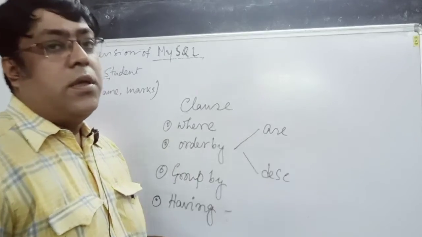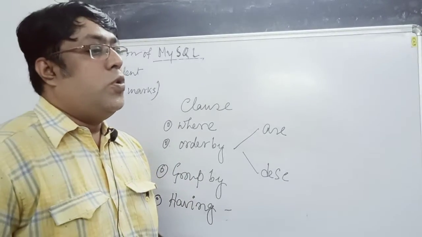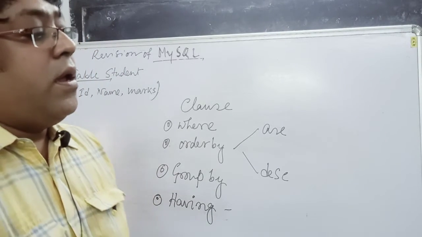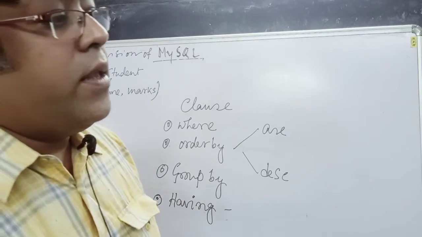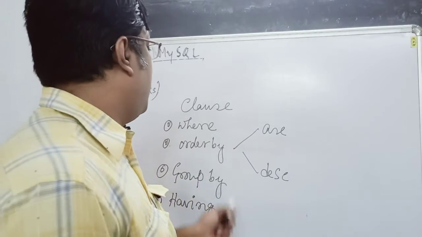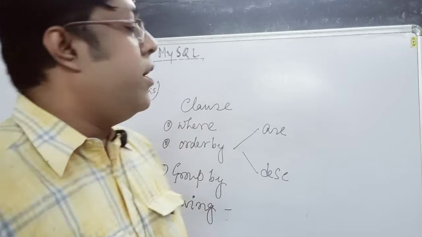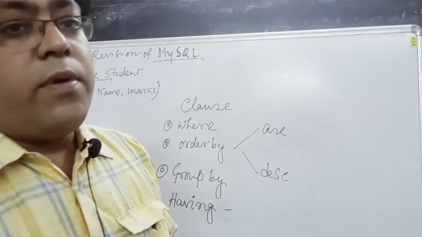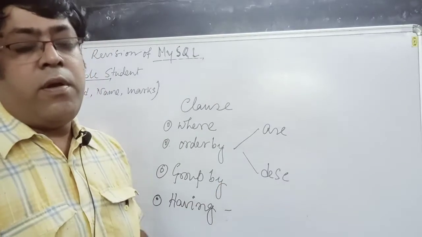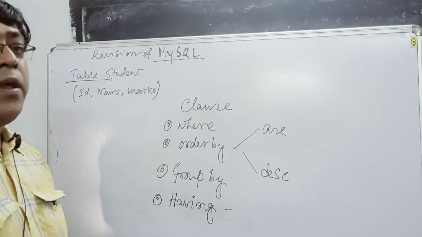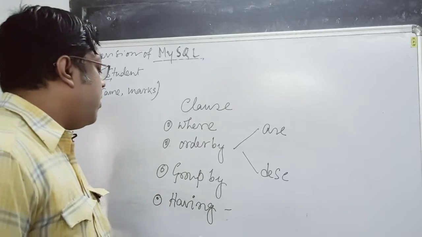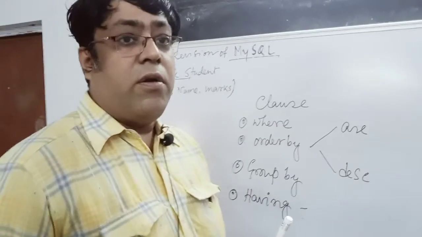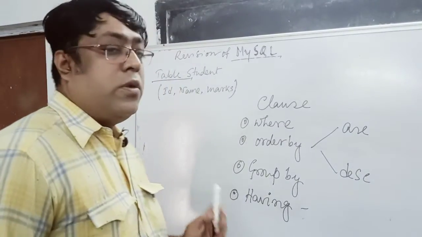The order by clause is used to arrange our records in a proper order, either ascending order or descending order. We use two different keywords with order by: ASC and DESC. ASC stands for ascending order and DESC stands for descending order. After the order by, we have to write it down. The group by clause is there to fetch records in groups, and the having clause is used with group by.